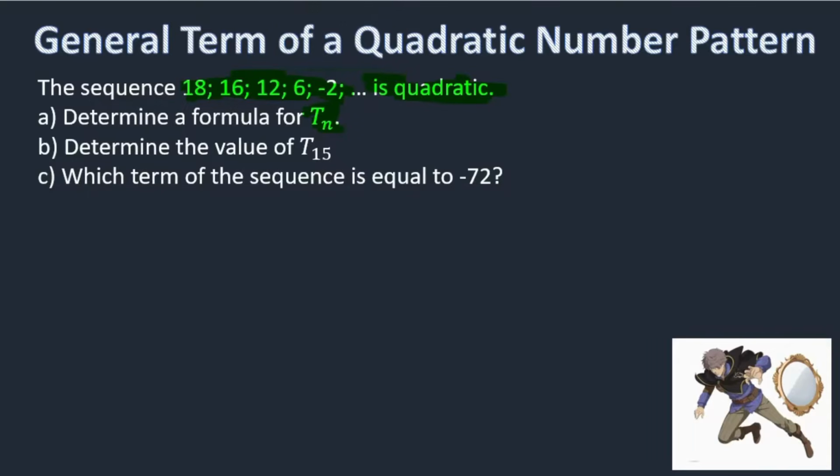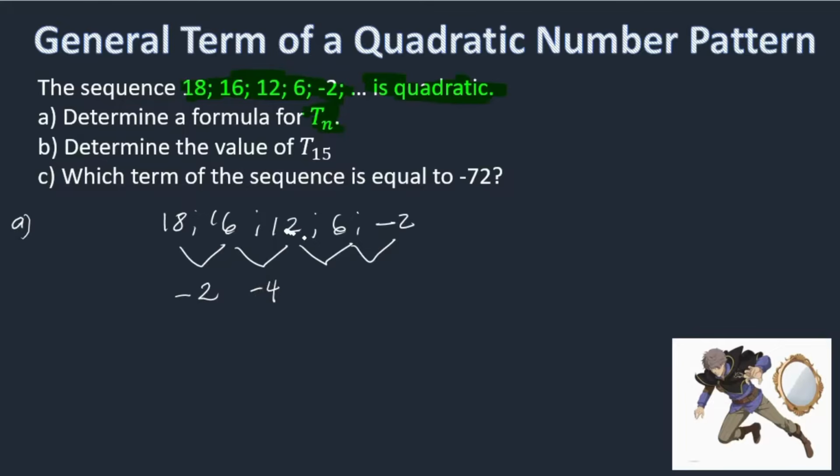Let's choose a white pen here. I write down the sequence. Let me put it here. 18, 16, 12, 6, negative 2. And then now I get to the linear pattern, right? For a linear pattern, I say from here to there, what happened? We subtracted 2. From there to there, what happened? We subtracted 4. From here to here, we subtracted 6. From here to here, we subtracted 8.